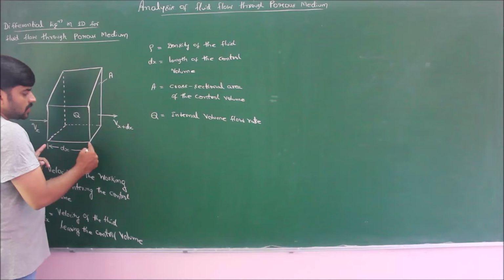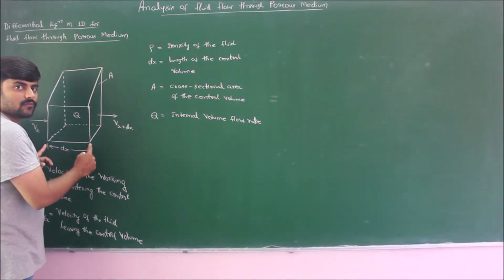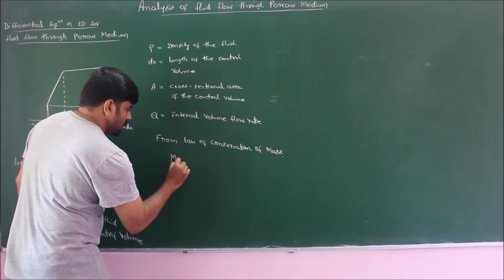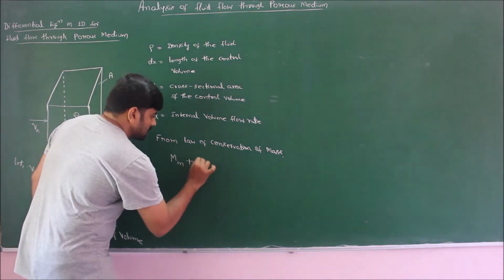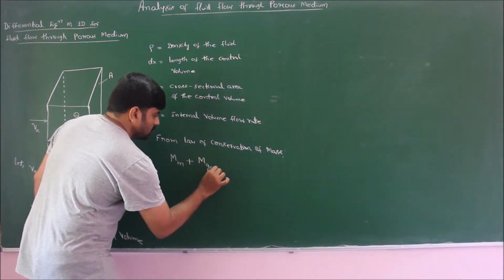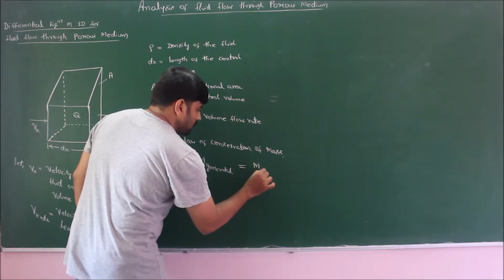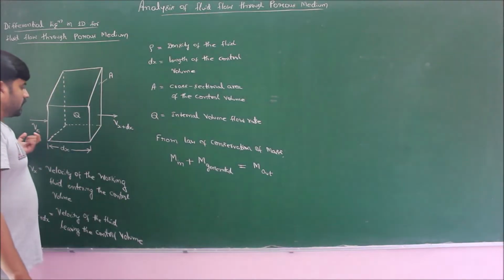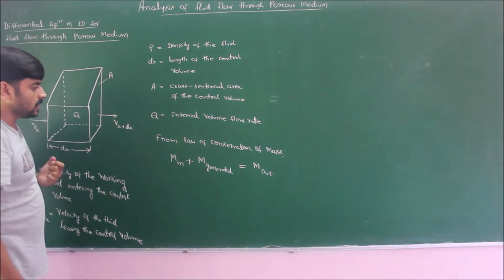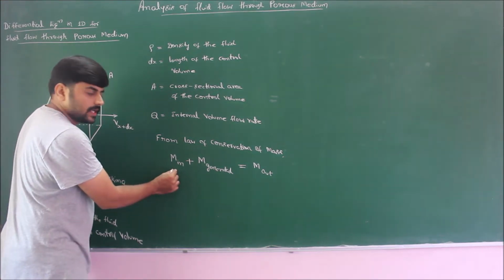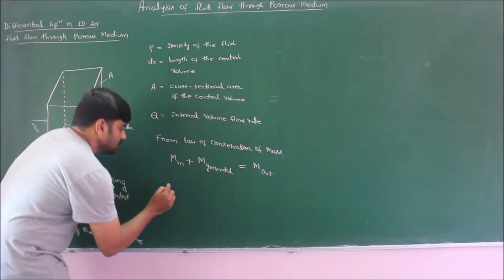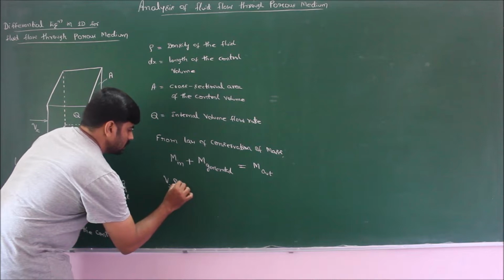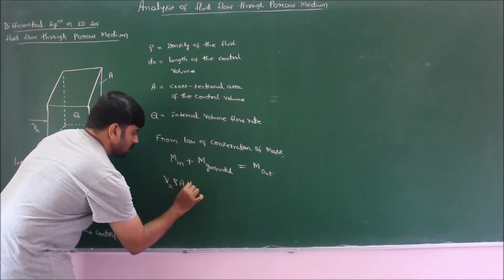Now, for this control volume, if I apply the law of conservation of mass: the mass of the working fluid entering the control volume plus the mass generated inside the control volume is equal to the mass of the fluid moving out of the control volume. By knowing the velocity of the working fluid entering the control volume, I can extract the mass entering by using the equation velocity Vx times the density of the working fluid times the cross-sectional area multiplied with time duration.